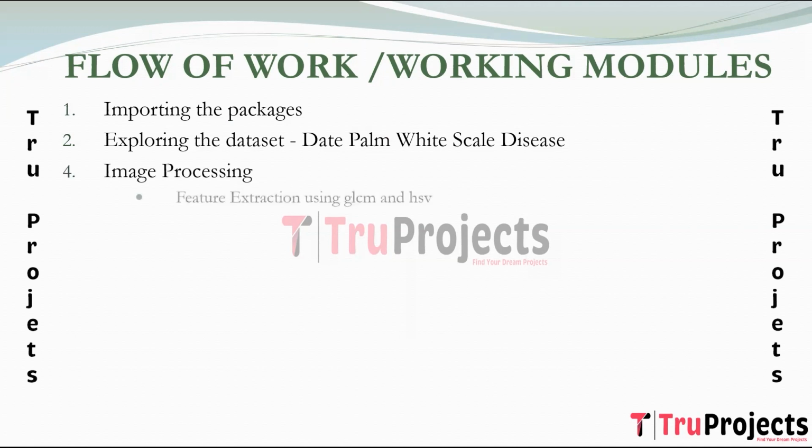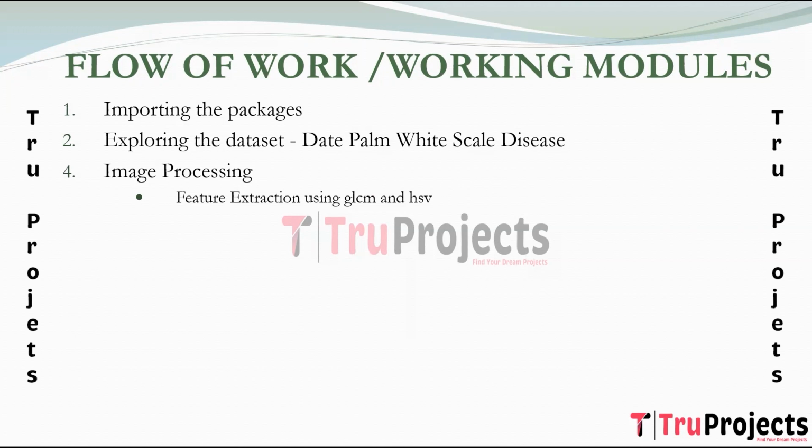Here we extract features using GLCM and HSV. GLCM refers to Gray Level Co-occurrence Matrix. It is a statistical method used in image processing to quantify the spatial relationships between pixel intensity values in a grayscale image. By calculating the frequency of pixel intensity pairs at specific distances or offsets, GLCM provides valuable texture information for tasks such as image analysis and pattern recognition.